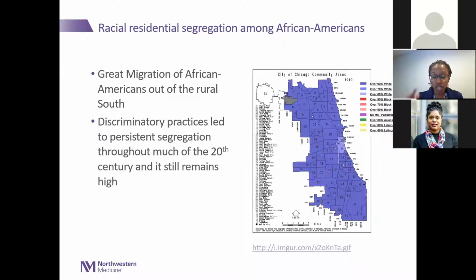On the right is just an illustration of this and really the systematic and kind of intentional nature of segregation, showing the racial and ethnic composition of Chicago community areas from 1910 to 2010. And this stark change from neighborhoods being over 90% white to over 90% Black is really highlighting that systematic and kind of intentional processes that were shaping these patterns.